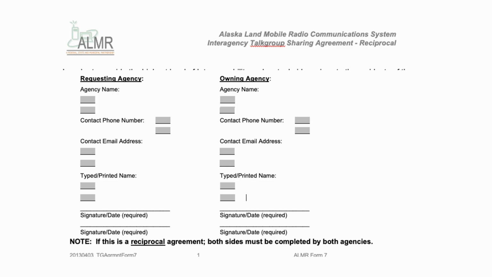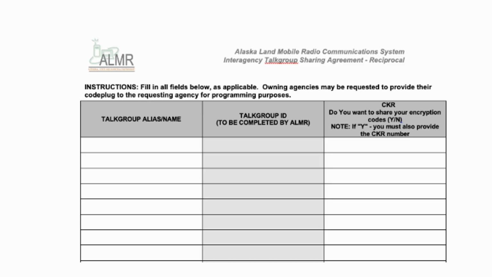Page 1 of the agreement asks for the information on the requesting and owning agency. On page 2, fill out the talk groups that you wish to share. In the third column, enter yes if you are also authorizing the other agency to receive your encryption keys. Generally, agreements are reciprocal. In that case, please separate each agency's talk groups on this form by one line.